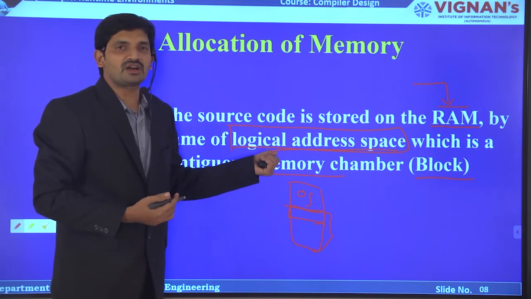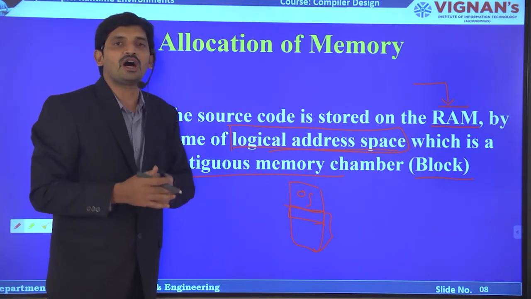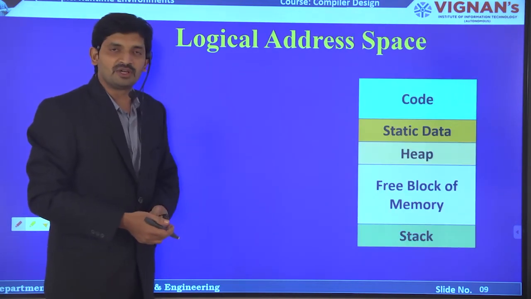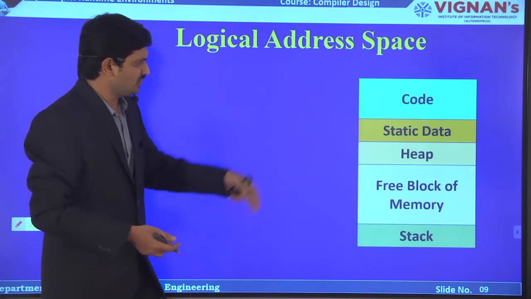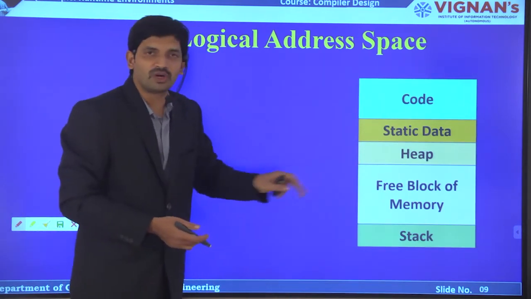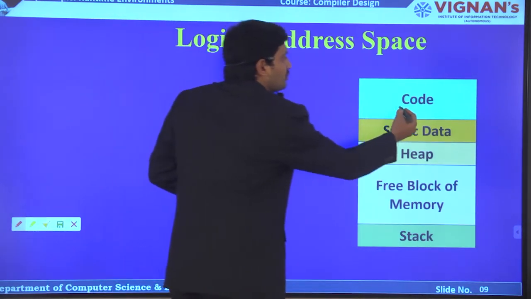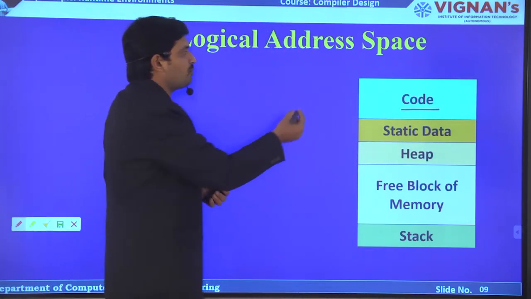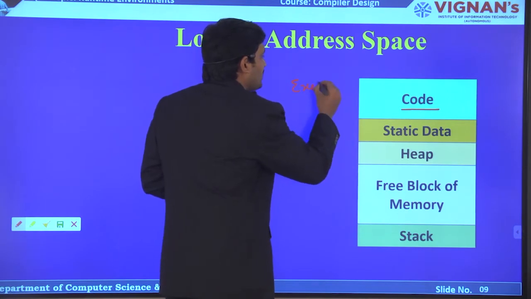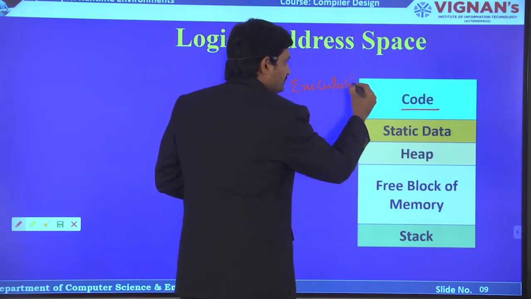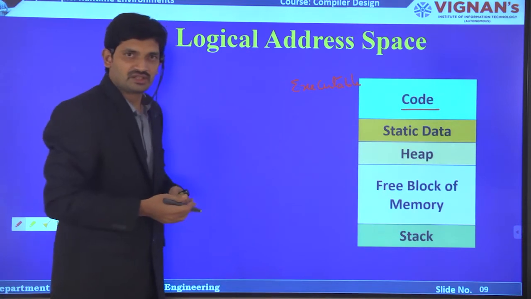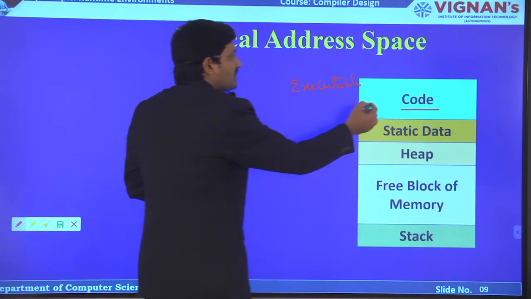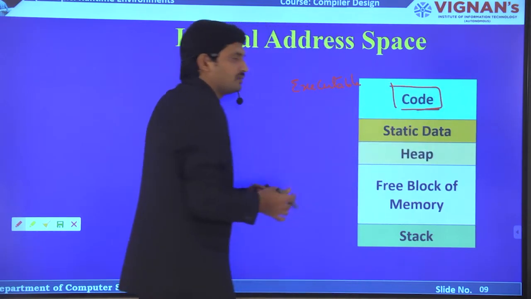So now we are going to deal with this logical address space. That means what are the contents of the logical address space, or how it is going to be divided. This is the graphical representation of the logical address space, which is further divided into 5 blocks. First one is the code. This code portion consists of all the executable files, after the linking session, which links all the executable libraries.